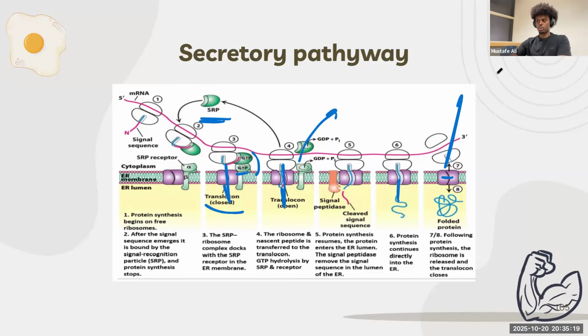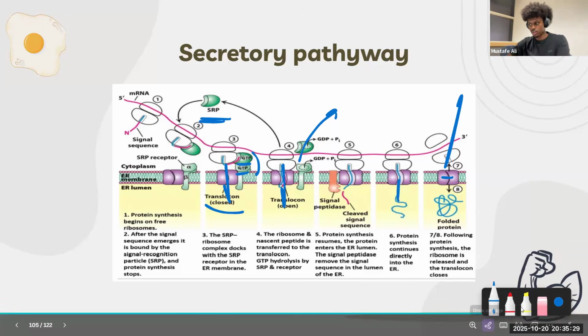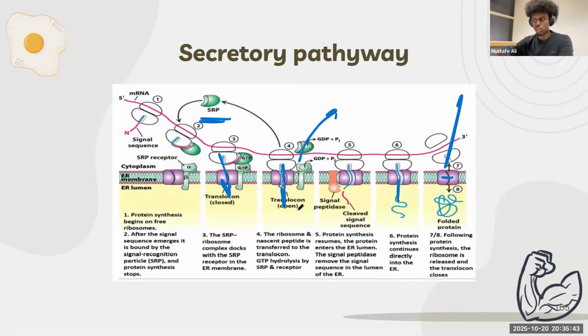Once the SRP binds onto its receptor, it will release energy. This energy is used to open up this translocon channel or this gate right here. Let me just wipe it for you guys. It's closed before, right? With energy, it opens it up. Once it opens up, the peptide can enter.